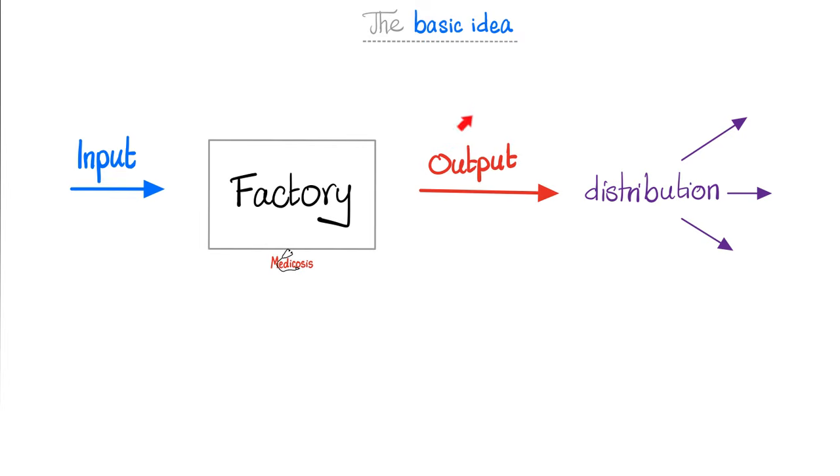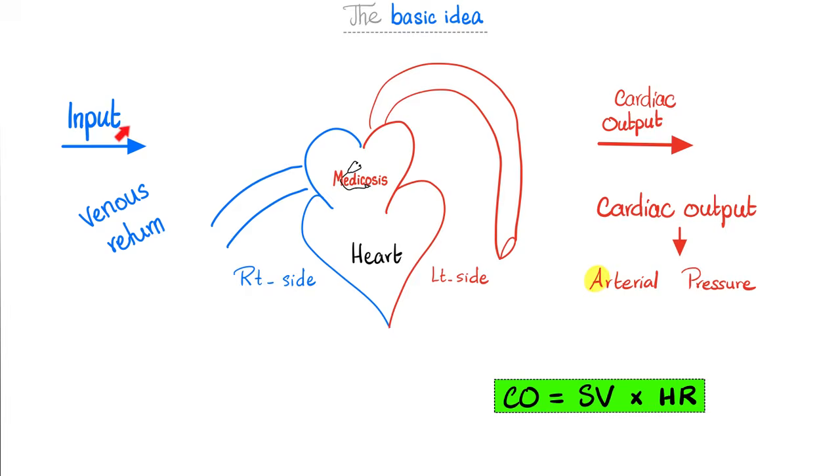Let's talk about output. If you are the right ventricle, your output will go through the pulmonary veins. If you are the left ventricle, your output will go through the aorta. So the output is arterial. Then these arteries will distribute that oxygenated blood to every organ in your body. Input is venous, output is arterial.